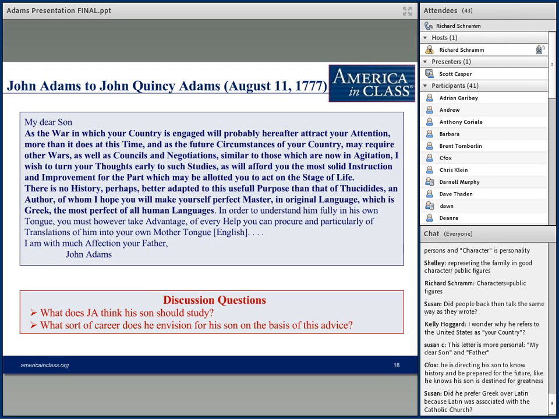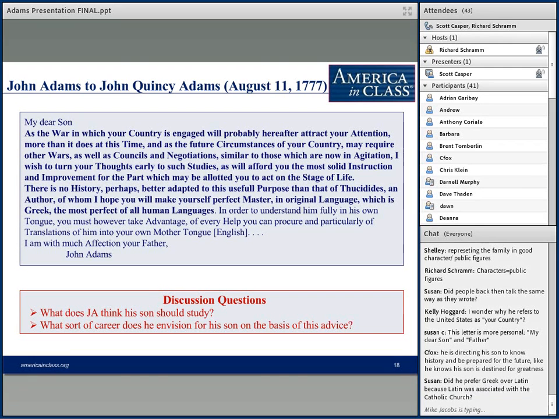Interesting question, Susan. Did he prefer Greek over Latin because Latin was associated with the Catholic Church? I wonder about that. I think Latin, although Latin was certainly associated with the Catholic Church, it was also associated with higher learning and language. I'm not sure why he calls Greek the most perfect of all human languages. In fact, the New Testament was in Greek. Okay, yeah.